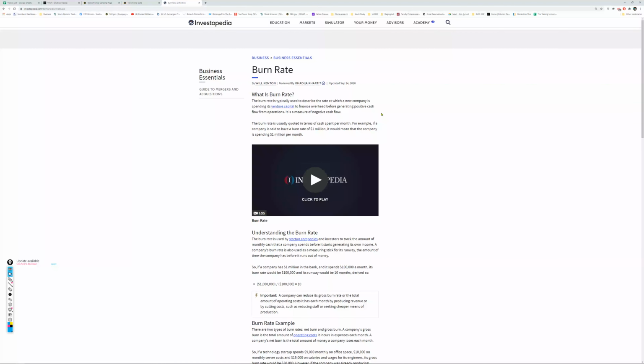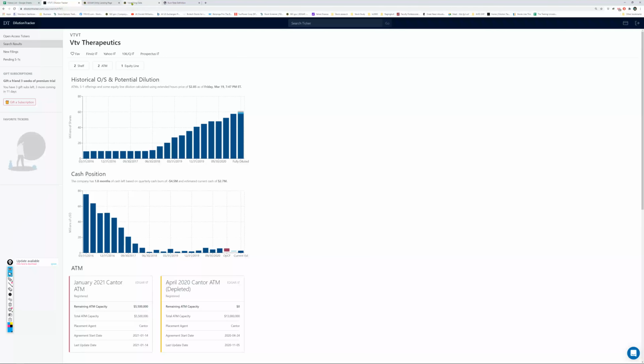So, example, if a company like VTVT, its cash position, this is at Dilution Tracker's website, they do all the hard work for me, right? So what this is telling me is they have 1.8 months of cash left because they burn 4.5 million and are estimated cash of 2.7, right? Quarterly burn rate. This is a quarter, right? So in a year, 4 times 4, 16 plus 2 is 18. So 18 mil a year.